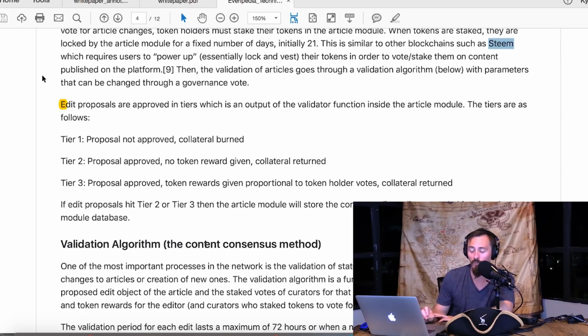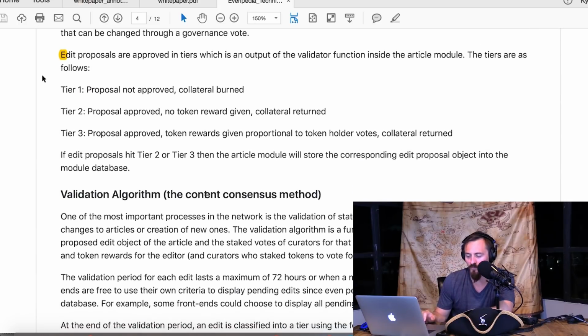But it is interesting that they reference Steam directly here. So here they're kind of acknowledging that they are borrowing some ideas from Steam, which I think makes sense. Steam is something that works pretty well. I think there are usability issues, but yeah, if you want to borrow some of the good things from Steam, go for it. I mean, these are open source projects. Innovate, borrow ideas, collaborate, do what you need to.